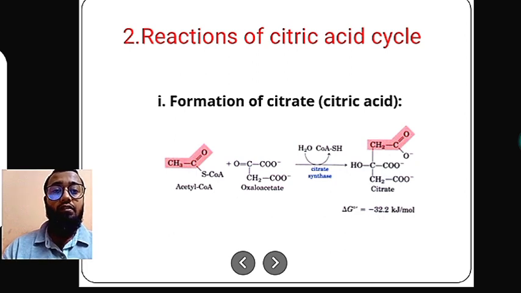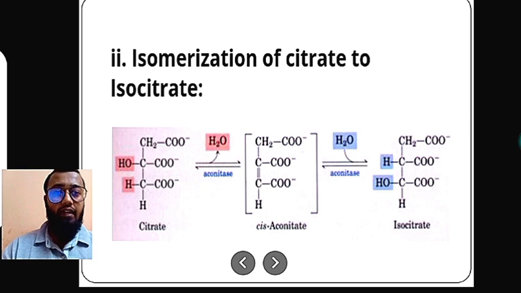The second reaction is after the entry of acetyl CoA. The first reaction is the formation of citric acid. The acetyl CoA reacts with oxaloacetate, another molecule, and both acetyl CoA and oxaloacetate react in the presence of the enzyme citrate synthase and other cofactors, and the end product of these two molecules is the citrate, and the name given by the presence of this molecule, citric acid cycle.